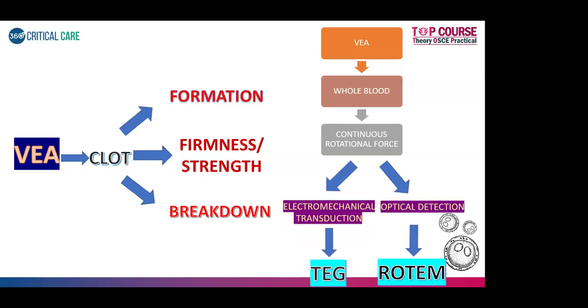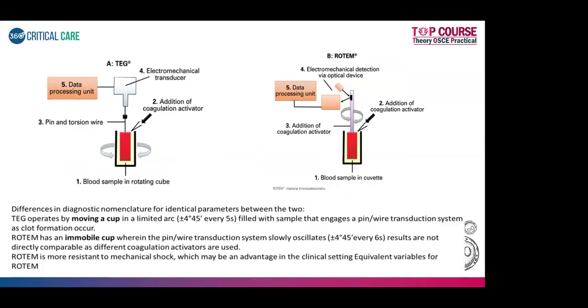So you'll understand that. In TEG, what is the mobile part, and in ROTEM, what is the mobile part? Sir, in TEG the cup or the cuvette is the rotating part, while in ROTEM the pin or torsion wire is rotating. Very good. Okay, so that is what you need to understand. Basics. That's all. Nothing more than this. If you remember, it's more than enough.